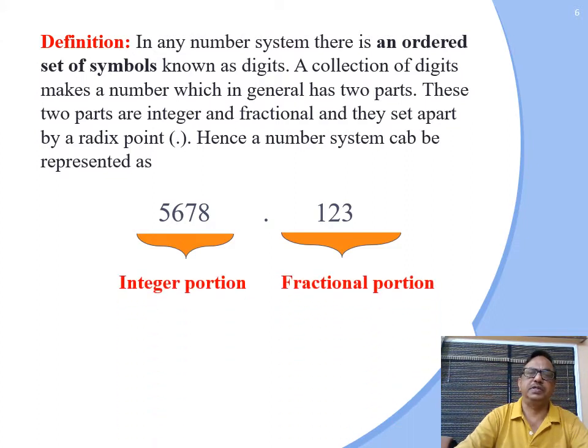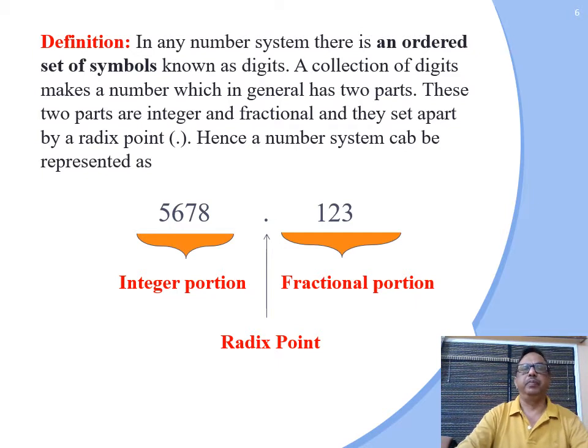And these two parts, integer part and fractional part, are set apart by the radix point. In decimal number system, it is known as decimal point. In binary number system, it is known as binary point, and so on. So we can say that in any number system, there is an ordered set of symbols known as digits, and the collection of digits is known as number, which has two parts. One part is known as integer portion, the other portion is known as the fractional portion, and these two portions are set apart by the radix point.